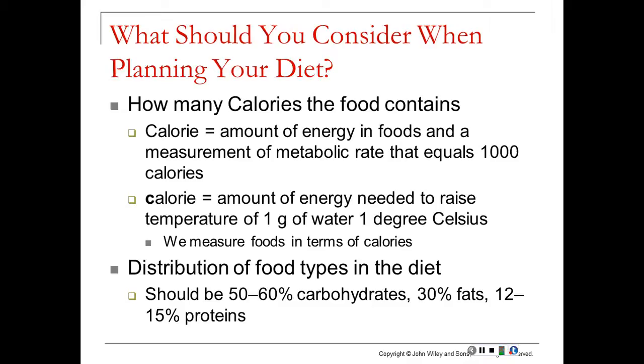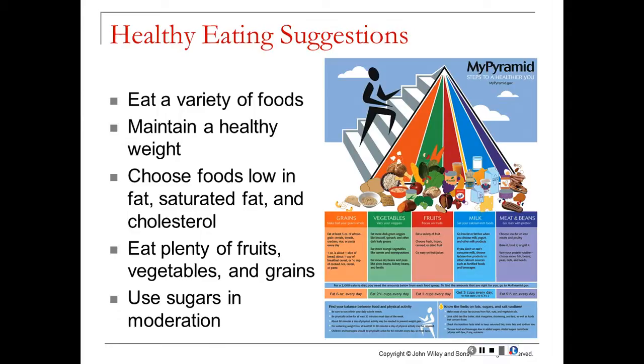50 to 60% of the calories in our diet should come from carbohydrates. 30% of the calories in our diet should come from fats. 12 to 15% should come from proteins. So, of course, the healthy eating suggestions all go back to the idea of balance, eating a variety of foods.